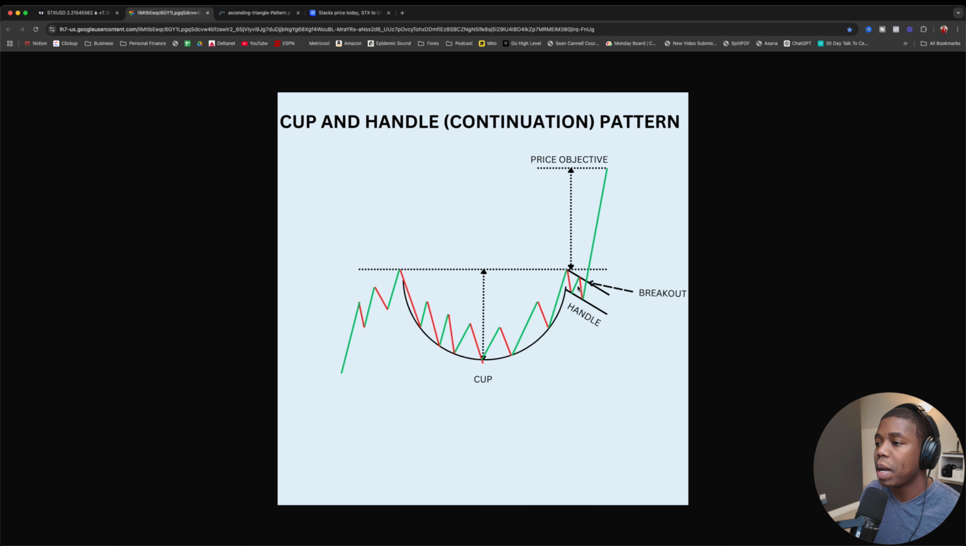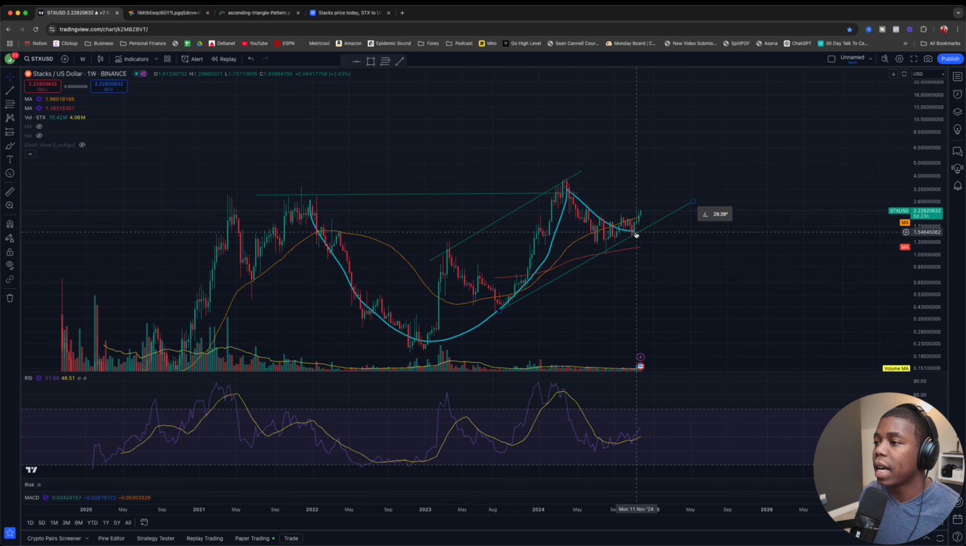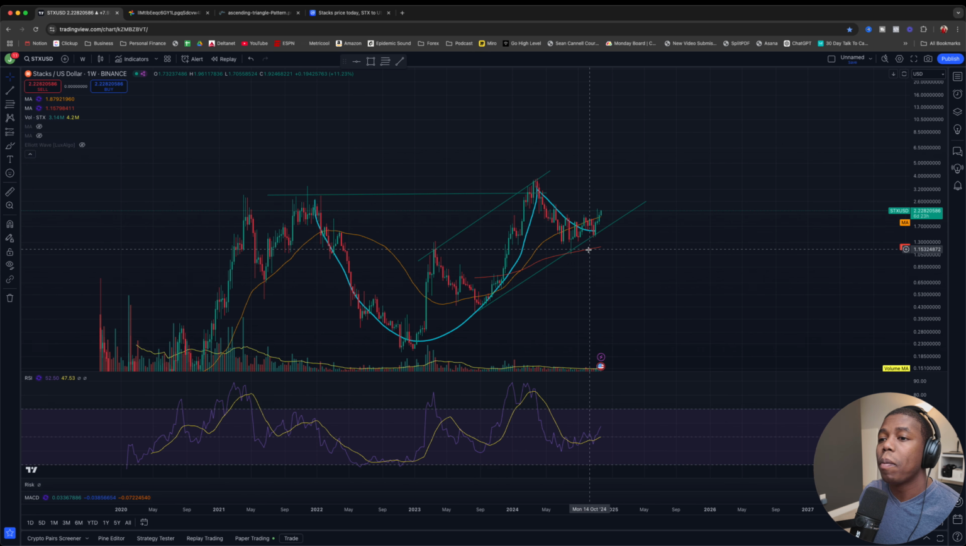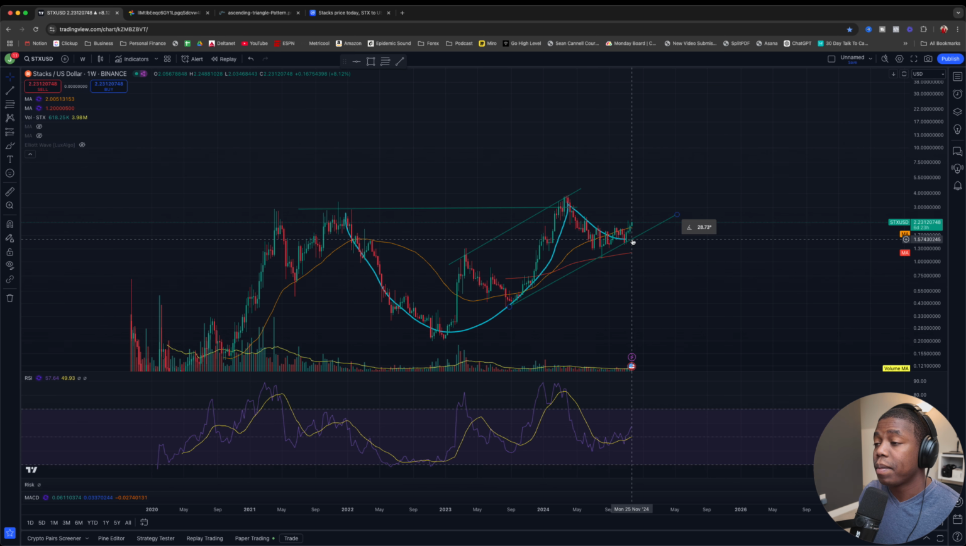As we know, we're expecting this handle to start to form in order for this pattern to be valid. We've got that pullback, we got the bullish engulfing candle, and now we have price starting to move. And so my expectation is that we will start to see price move in the positive direction. It may take a little while, but I would not be surprised if it starts to move relatively quickly.